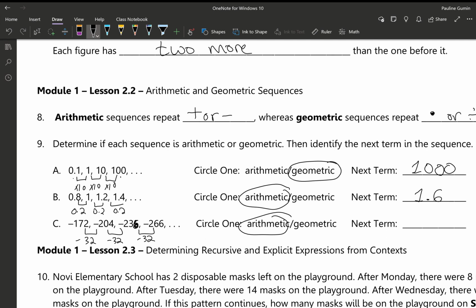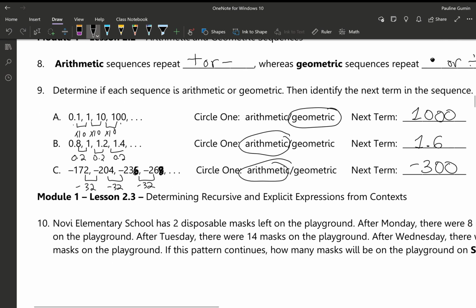And that should be 2 actually. With this typo, this could be not a function at all. This should be negative 268. Ooh, my bad there. Okay, so that's fine. Our pattern is minus 32, and 268 minus 32 is negative 300. Oh, I'm glad I caught that.